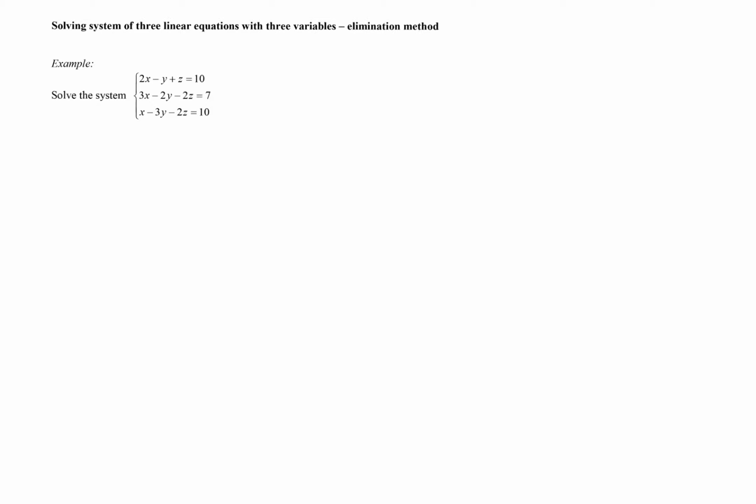If possible, we will use the equation that has a coefficient of 1 or -1 for one of the variables to eliminate that variable from the remaining two equations. So let's look at an example.